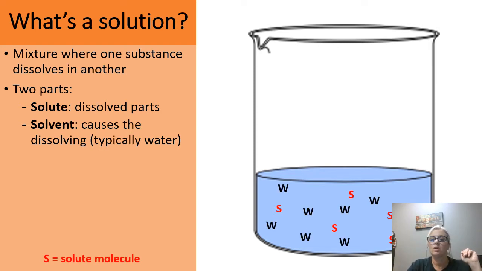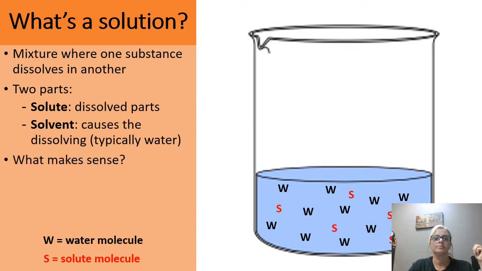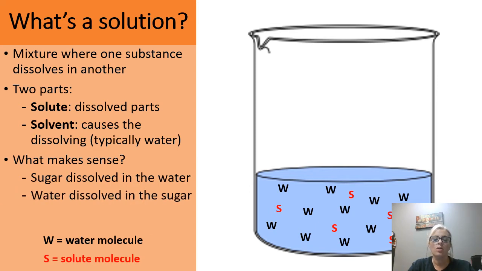Okay, and so here we have W's for the water and S for the solute molecules, because this is what typically occurs in a biologic system, we're going to be dissolving into water. So does it make sense for the sugar to be dissolved in the water or the water to be dissolved into the sugar? Well, obviously it makes more sense for the sugar to be dissolved into the water. And so that's usually going to be the substance that you have less of to be the solute. If you want to look at it as far as two different liquids when you're dissolving.